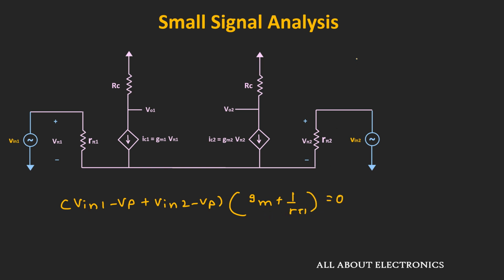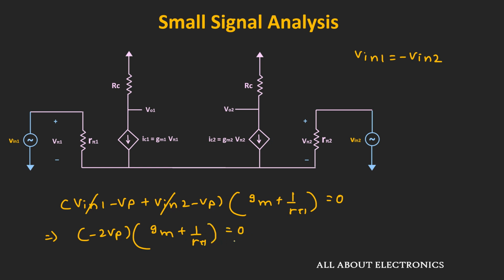And as we have seen, this Vin1 is equal to minus Vin2. That means here these two terms will get cancelled out, and the remaining term will be minus 2 times Vp times gm plus 1 divided by rpi, that is equal to 0. And that is only true when this Vp is equal to 0. So from this we can say that the voltage at this node is equal to 0. Or we can say that for the small signal analysis, this node will act as a virtual ground.